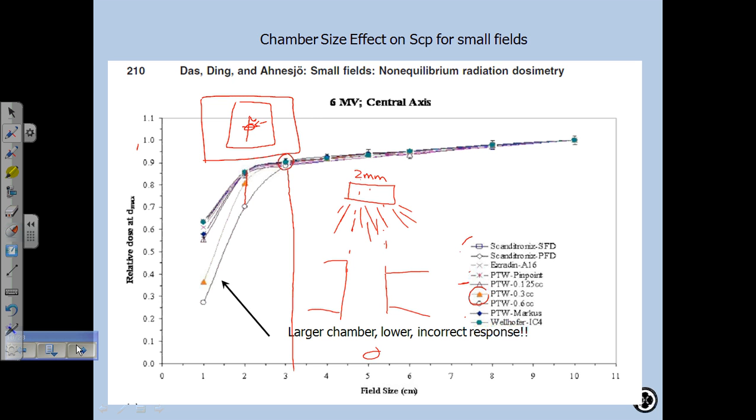So the moral of the story is, for really small field sizes, they went down to 1x1. I use it for stereotactic field sizes, I come down to here. Down here, these will also spread apart as well. I won't see at half cm, so they'll spread out even more. So at those very small stereotactic field sizes, you're pretty much limited to things like diodes, where the collecting volume is really small.